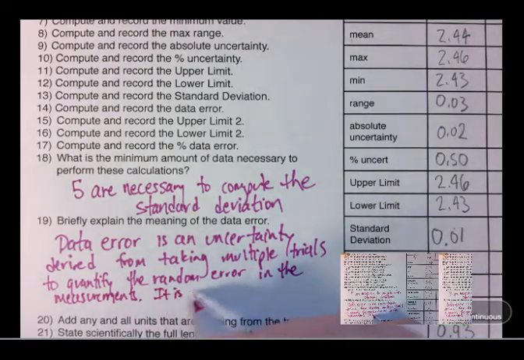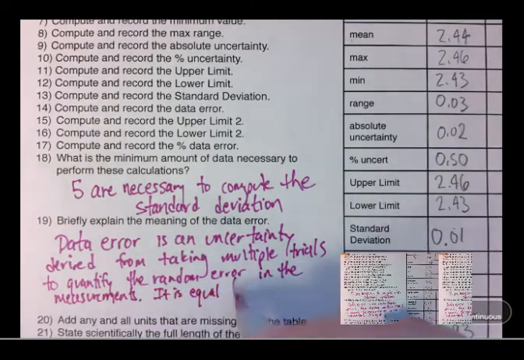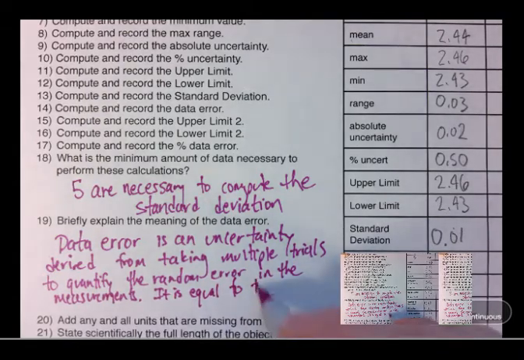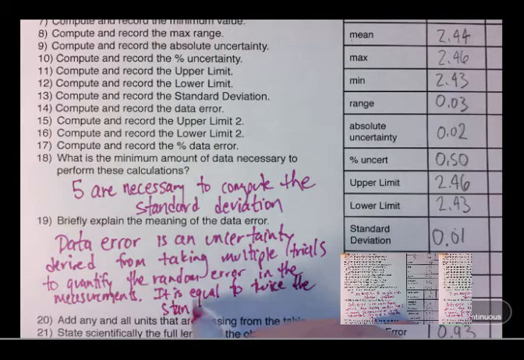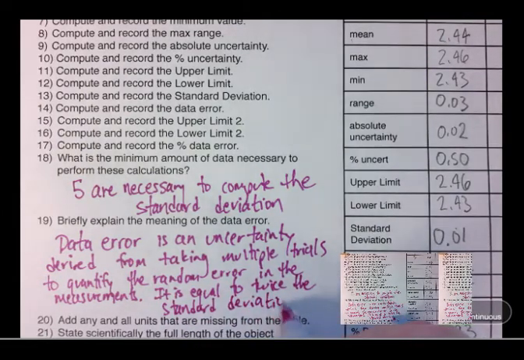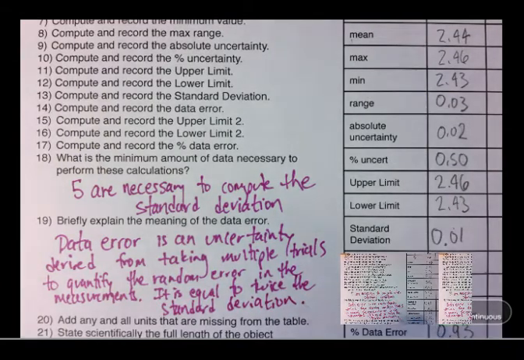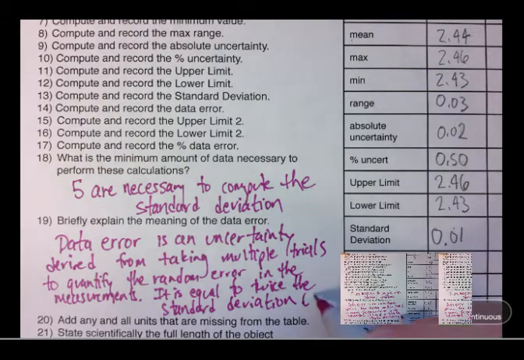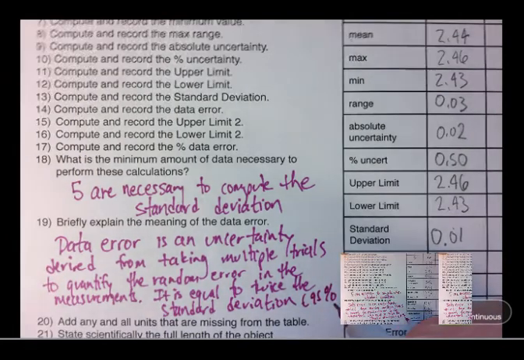It is equal to twice the standard deviation. That's what the data error is. It comes from taking lots of trials and quantifying the spread in the data through the standard deviation. And we set that at 2 standard deviations, which is 95% confidence.